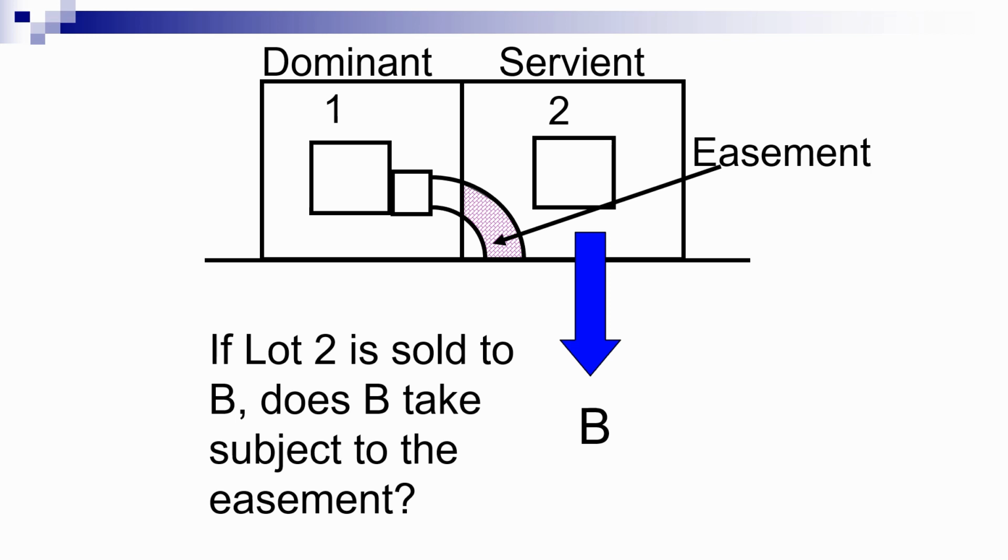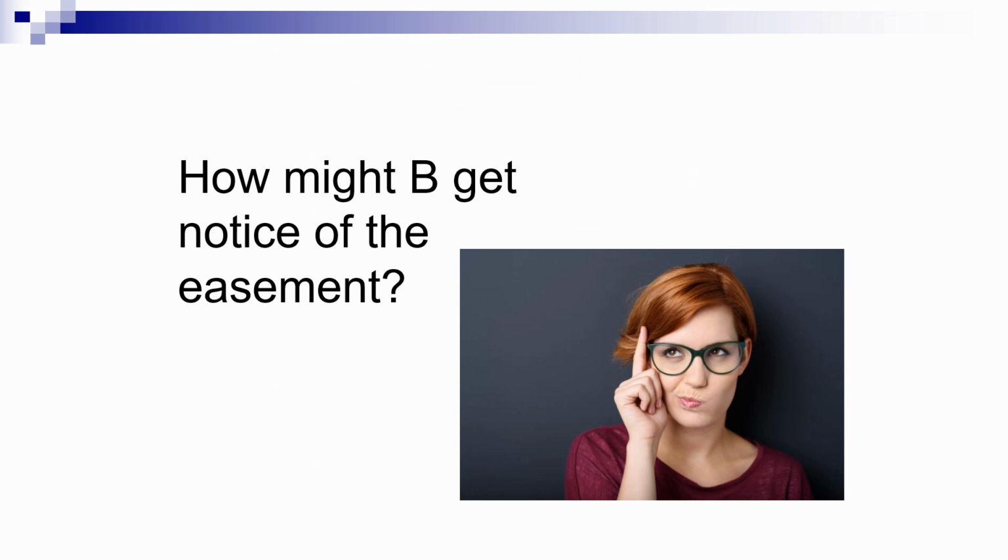Now let's take a look at the other side of the easement, the servient land. Suppose the owner of lot 2 sells it to B. The question is, does B take subject to the easement? In other words, does B have to recognize the easement and treat it as valid and allow it to continue to be used? Well, the answer is yes, if B has notice of the easement. That means we have to ask ourselves the question, how could B get notice of the easement? And it turns out there are 3 ways.